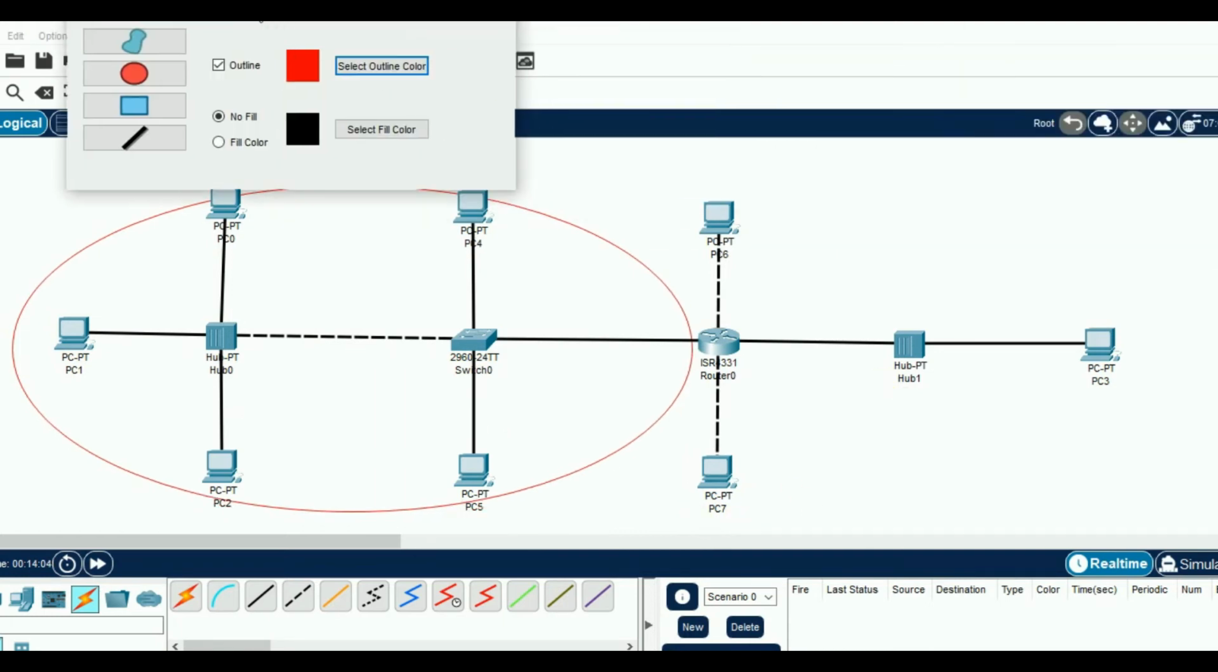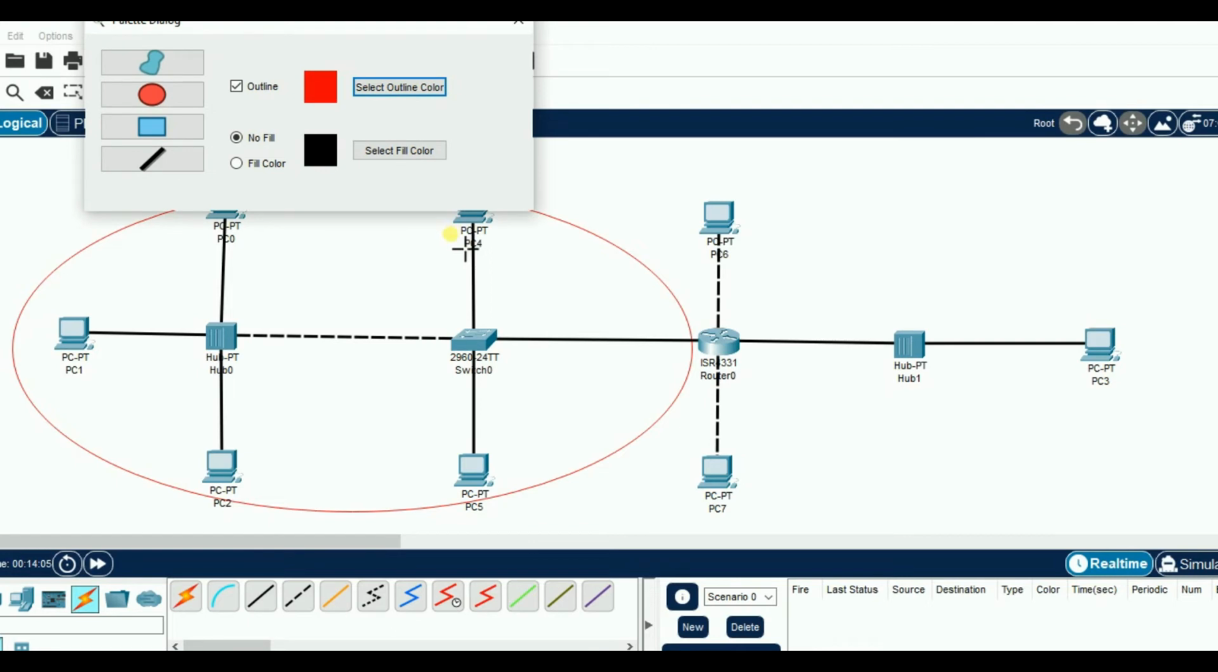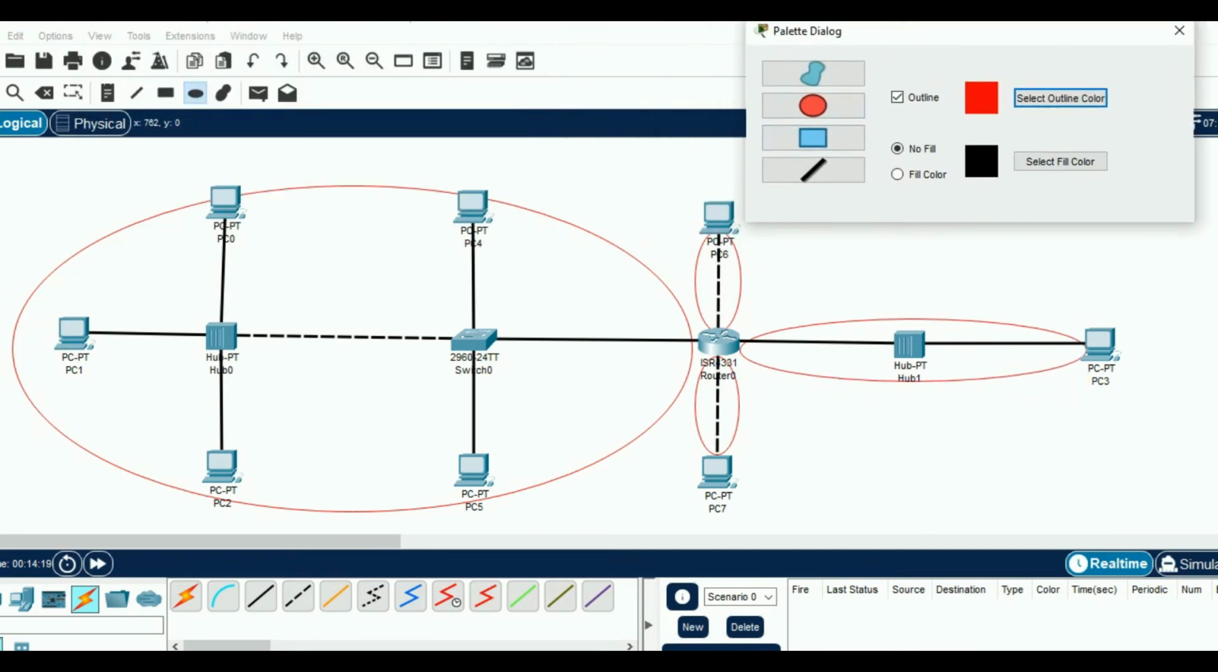And also the other 3 link connections as separate broadcast domains. So this network has 4 broadcast domains.